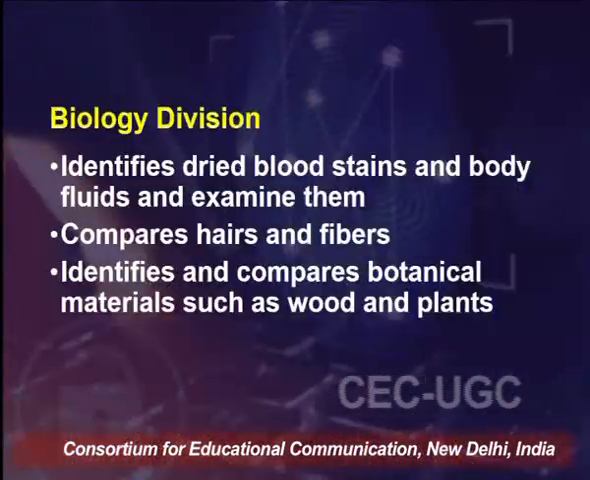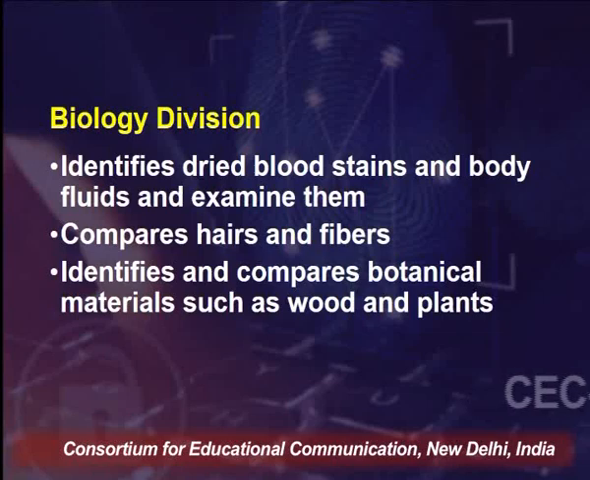In the biology division only, we identify dried blood stains and body fluids and examine them. We also compare hairs and fibers. Hairs can individualize a person if the root is present. If the root is not present, then we can only comment whether the hair belongs to a human or an animal. It also identifies and compares botanical materials such as wood and plants.